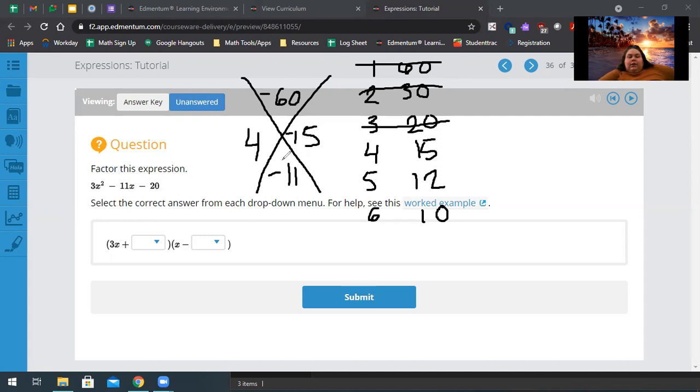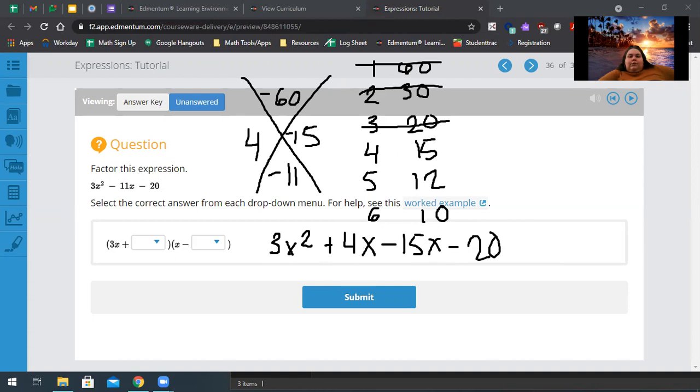So here, again, remember, I can't just write it as 3x plus 4x minus 15. I have to rewrite the whole thing. So this is 3x squared plus 4x minus 15x minus 20.